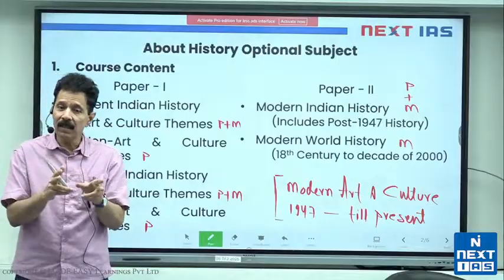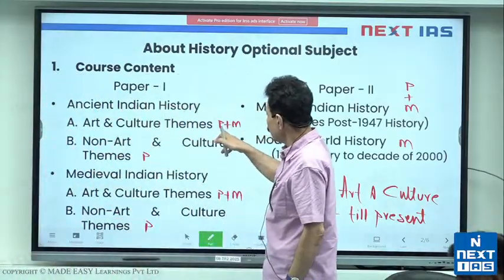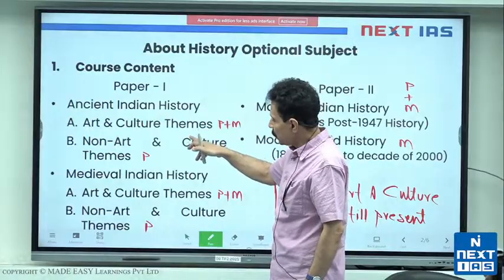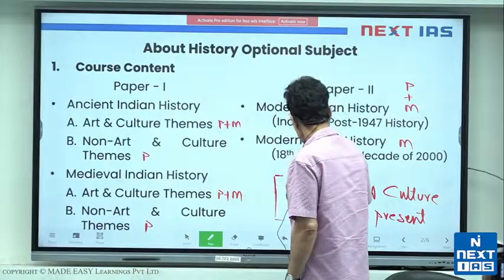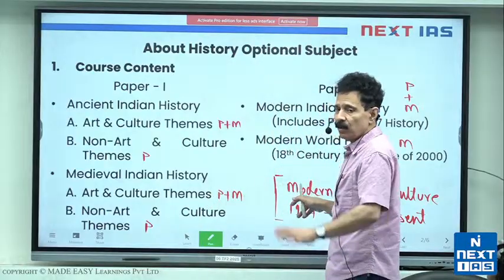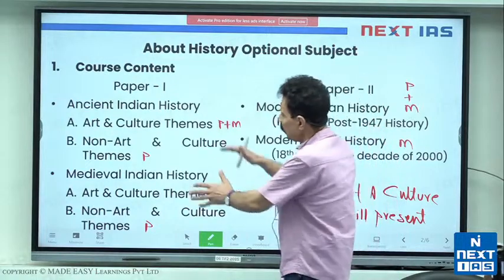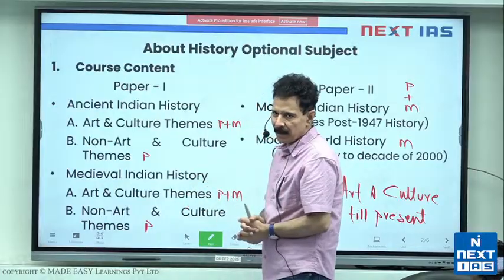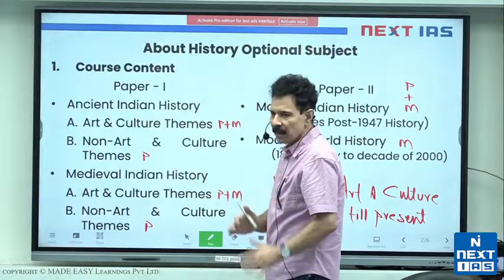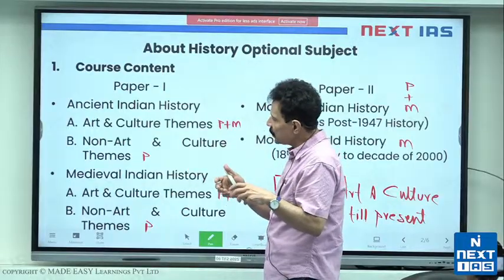So art and culture in GS means art and culture ancient, that is covered here. Art and culture medieval, that is covered here. And art and culture modern, that is not a part of history optional. So this is the extra you will have to do. But whatever you do here, that is more than enough for GS. And that is the reason we bifurcate and do it separately so that you can separate and use it in GS as well.